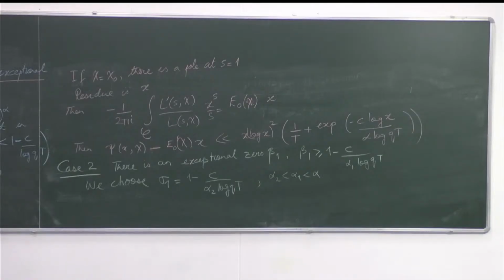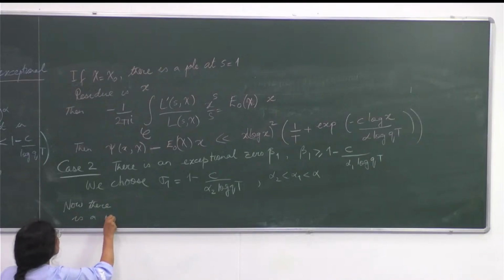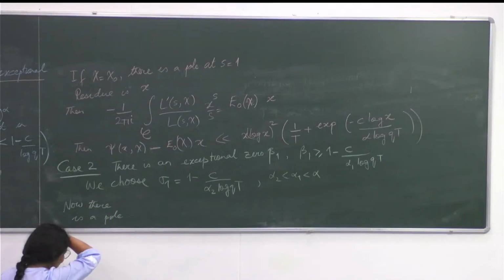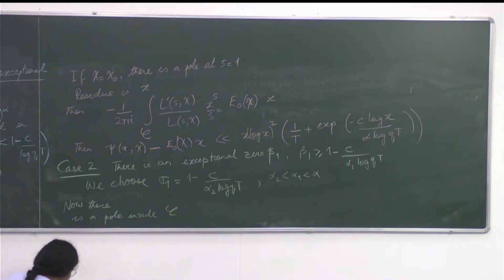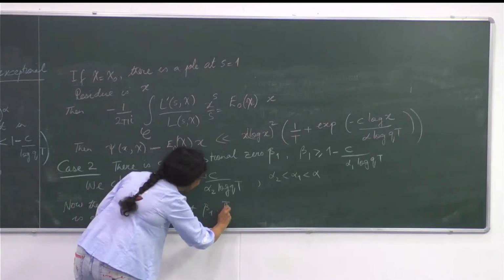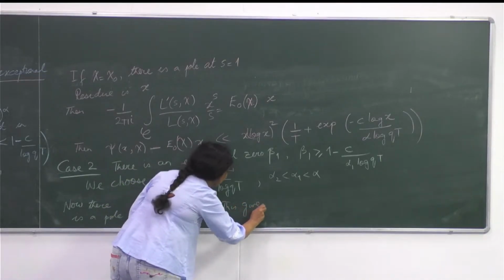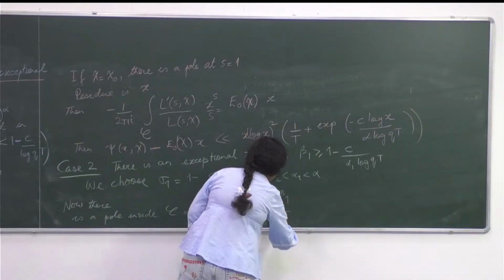Inside, but at beta 1. My exceptional 0 is at beta 1. Okay. Now there is a pole inside C, inside my contour, and beta 1. Okay. So this gives what I want, x to the power beta 1 by beta 1, with a minus sign.